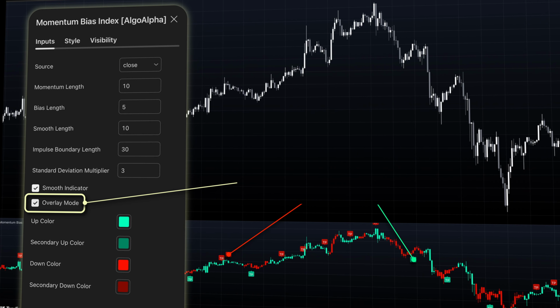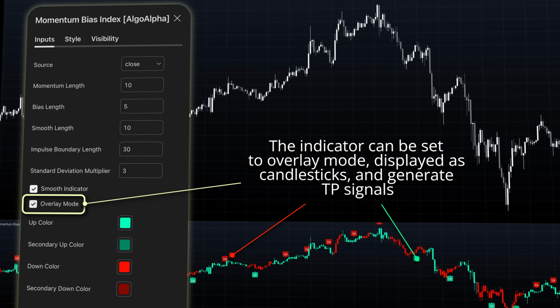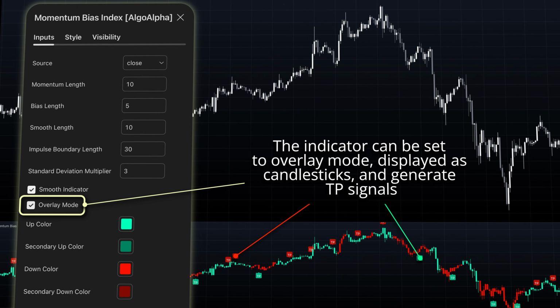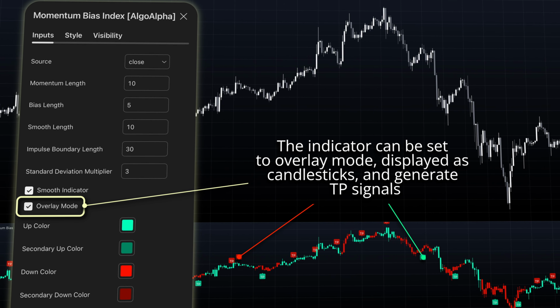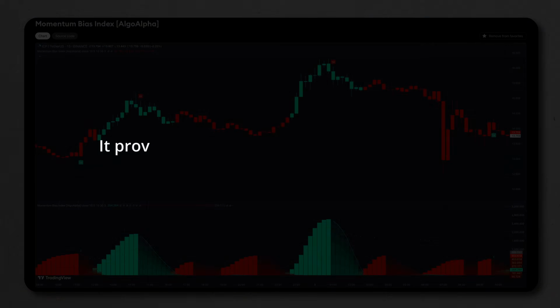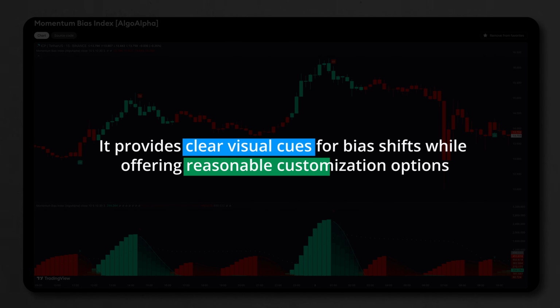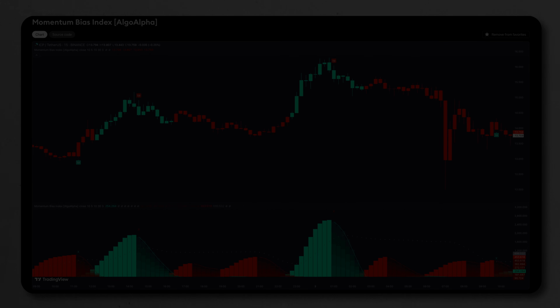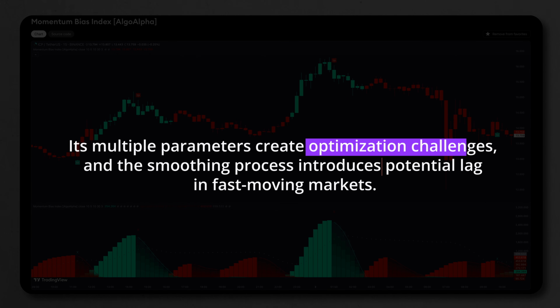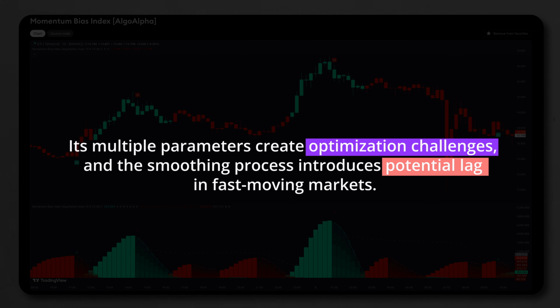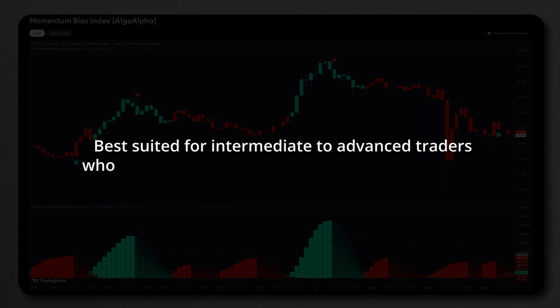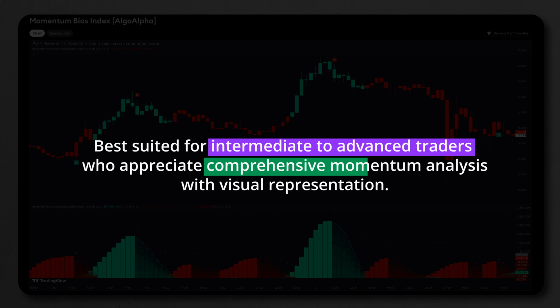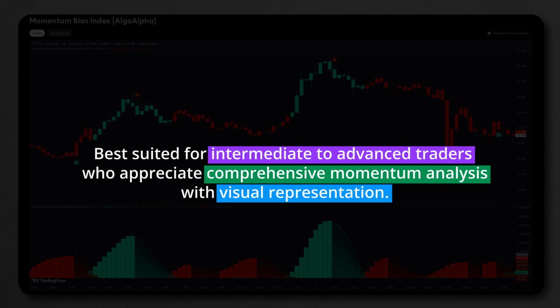When these components cross specific thresholds, based on standard deviation multipliers, the indicator generates TP, turning point signals. It provides clear visual cues for bias shifts while offering reasonable customization options. However, its multiple parameters create optimization challenges, and the smoothing process introduces potential lag in fast-moving markets. Best suited for intermediate to advanced traders who appreciate comprehensive momentum analysis with visual representation.